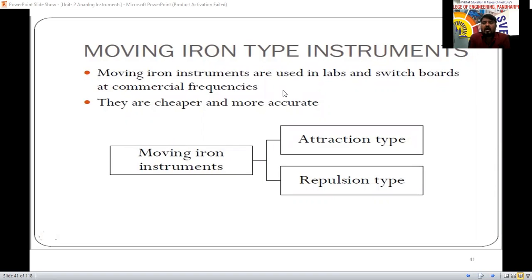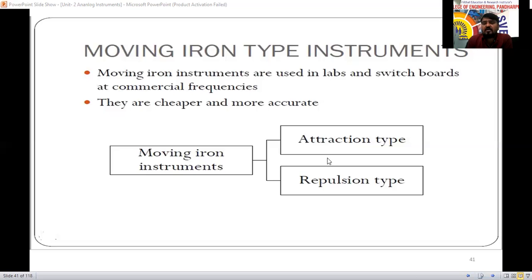Moving iron instruments are classified into two types. All of you know the characteristic of a magnet is attraction and repulsion. What is the function of a magnet? Opposite poles attract each other and like poles repel each other. You already know this very well. Based on this function of the magnet, we classify the moving iron instrument into two types.